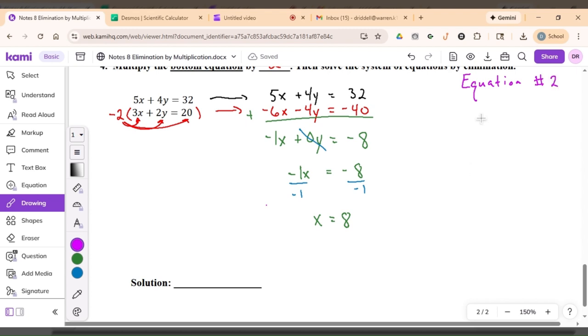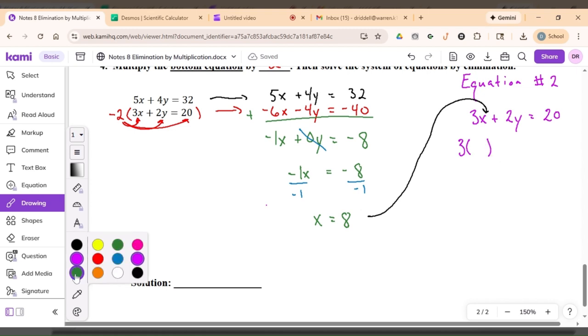Then you'll rewrite that as 3x plus 2y. So we have 3x plus 2y equals 20. And all we're going to do now is bring the answer that we found, this 8, up to that x. So that's going to give us 3 times whatever x is. And x in this case is 8. So we have 3 times 8. And then we have plus 2y equals 20.